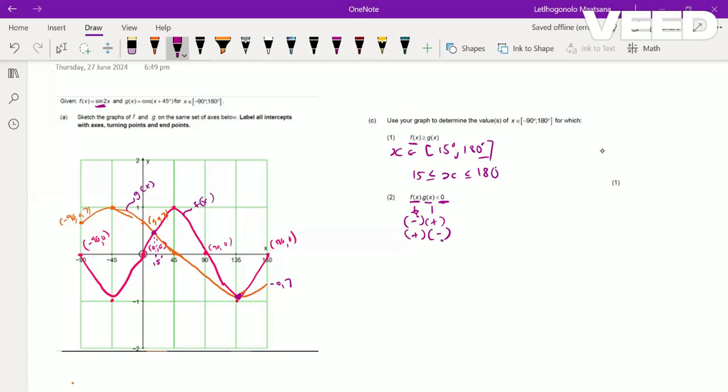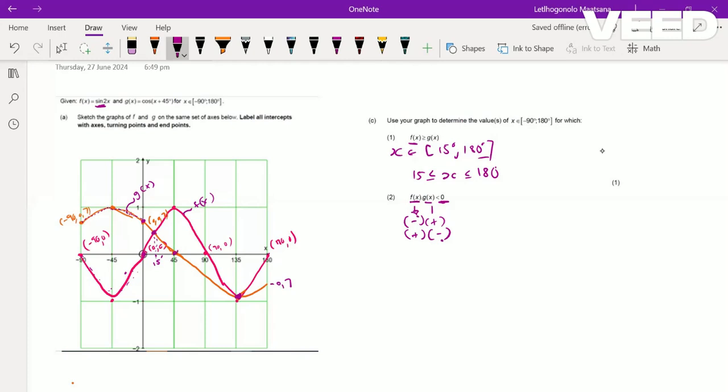Now, let's look at the graph, the orange graph, our cos graph here. We can see it is positive, and our sine graph up until this point is negative. So if you multiply the y values here, you would get a negative number. So that one correlates. And then we are looking for another place.